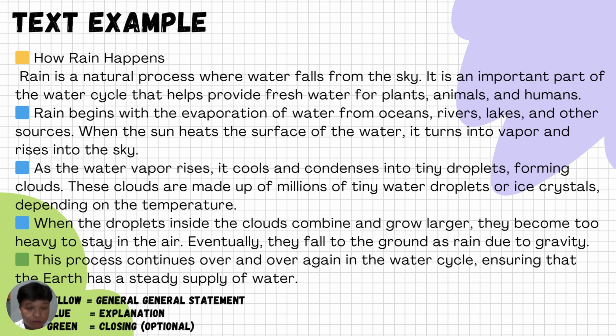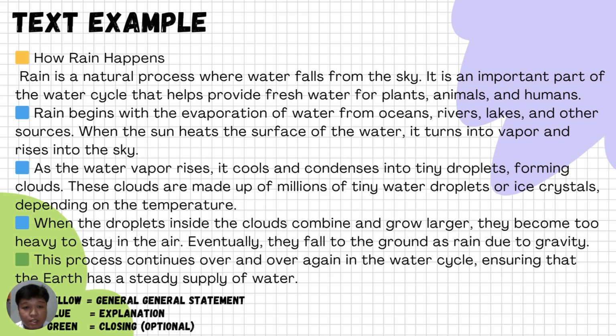Okay, so I have a text example about how rain happens. Now, I'm going to read the text for you guys first. How rain happens. Rain is a natural process where water falls from the sky. It is an important part of the water cycle that helps provide fresh water for plants, animals, and humans.